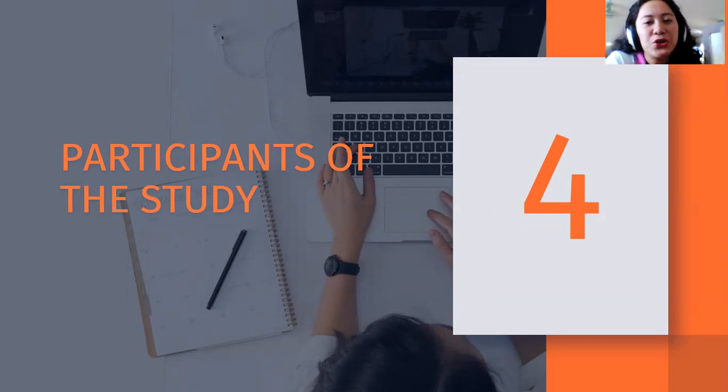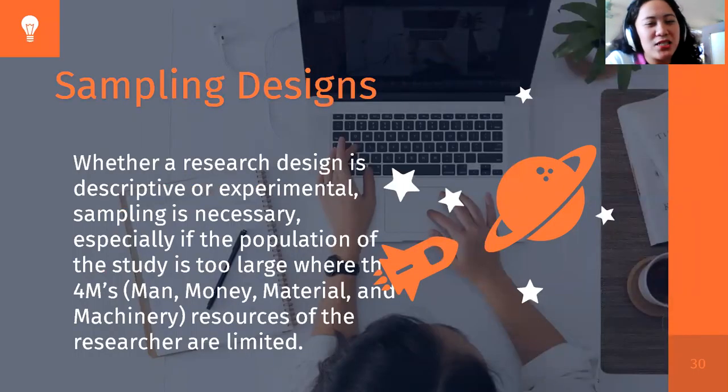So how will you determine your number of respondents then? That is our main focus today. We will be talking about sampling techniques and the formula in determining your sample size for the larger population. So sampling designs, whether a research design is descriptive or experimental, sampling is necessary, especially if the 4Ms are limited. So what are these 4Ms of a researcher? I'm referring to the man or the manpower, the money, the machinery, and the material. So if your resources are limited, it is not feasible for you to have the universal sampling for a larger population size.